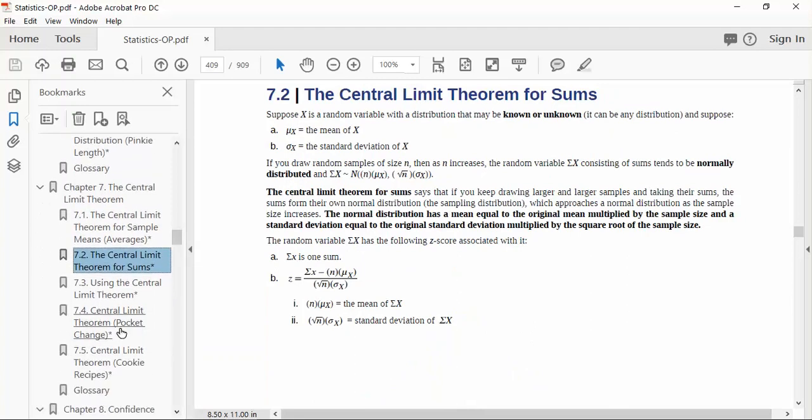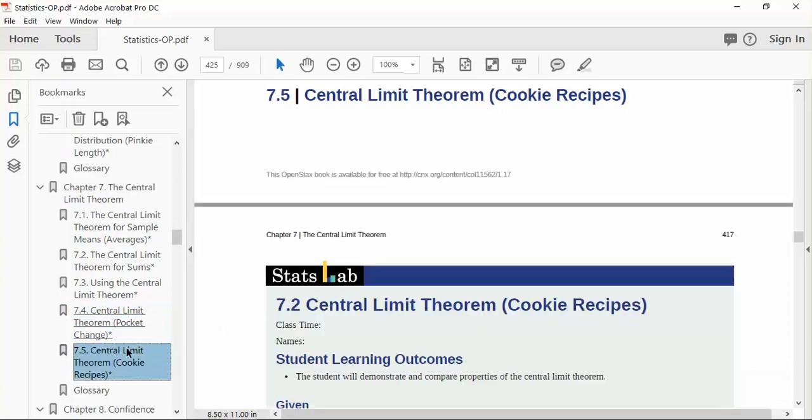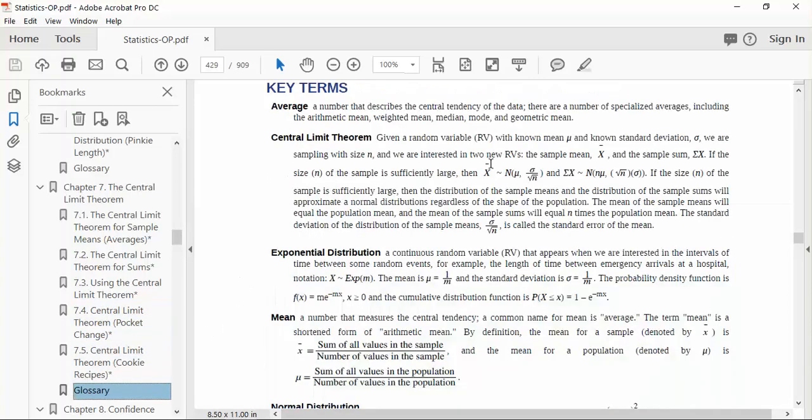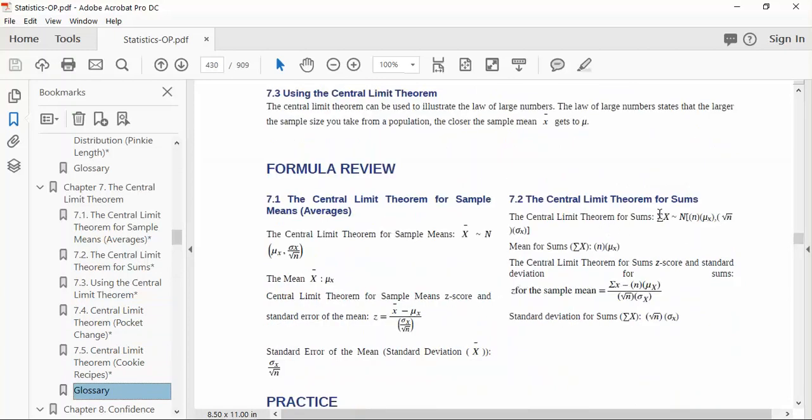We're not going to be covering the CLT pocket change or the cookie recipes. We're not going to be covering that. Okay. However, I do need you to take a look at the formulas. Right here, what I was going to show you is what this all means.